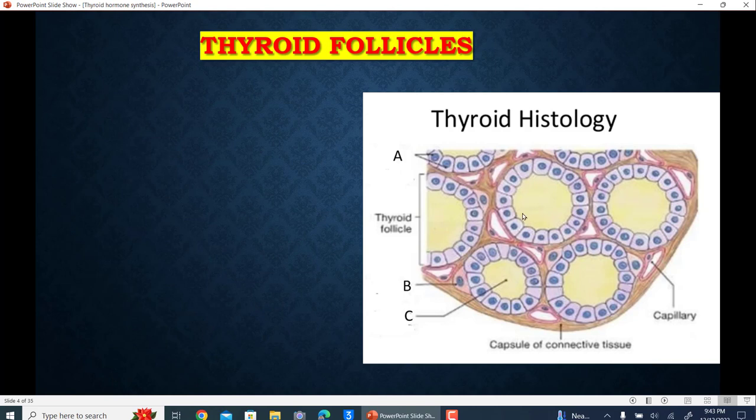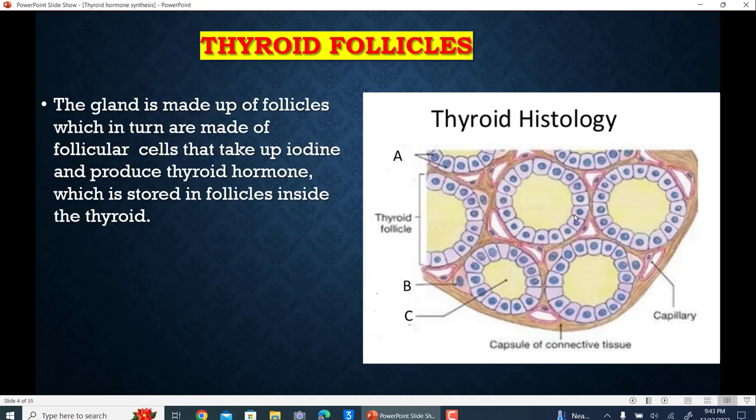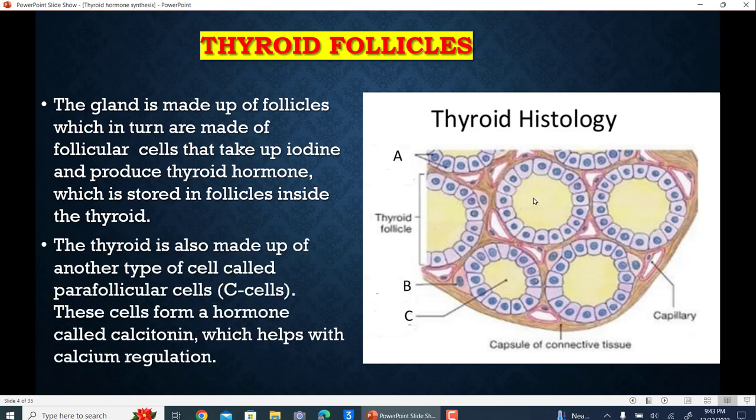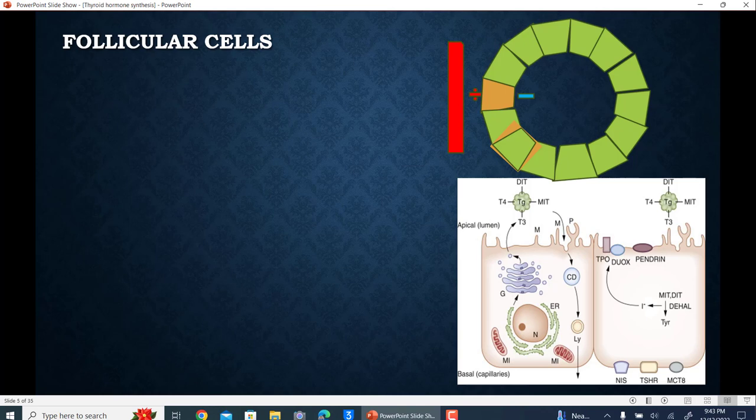Thyroid follicle. The gland is made of follicles, which in turn are made of follicular cells that take up iodine and produce thyroid hormone, which is stored in the follicle inside the thyroid. The thyroid is also made of another type of cell called parafollicular cells or C cells. These cells form a hormone called calcitonin, which helps with calcium regulation.